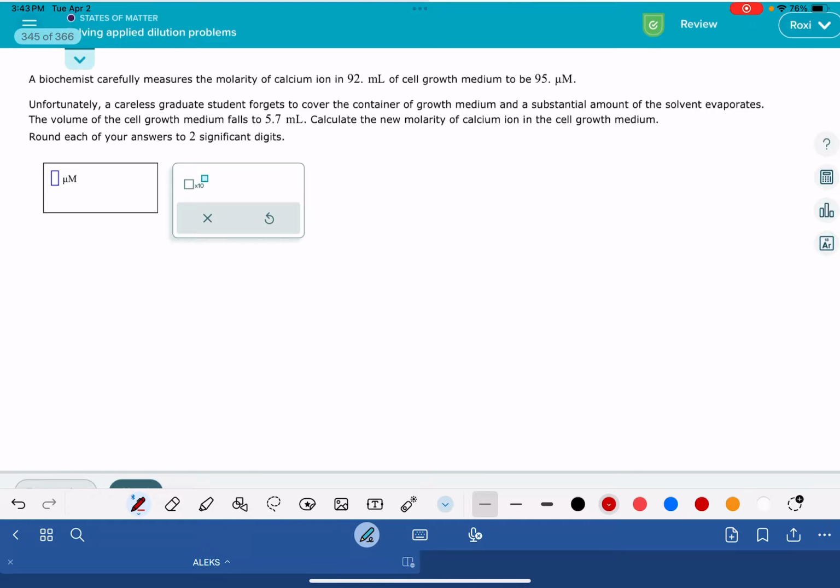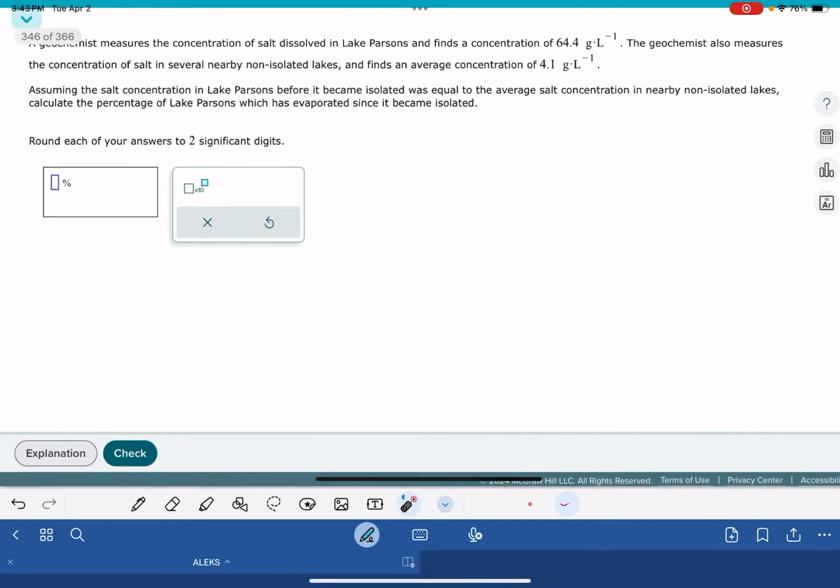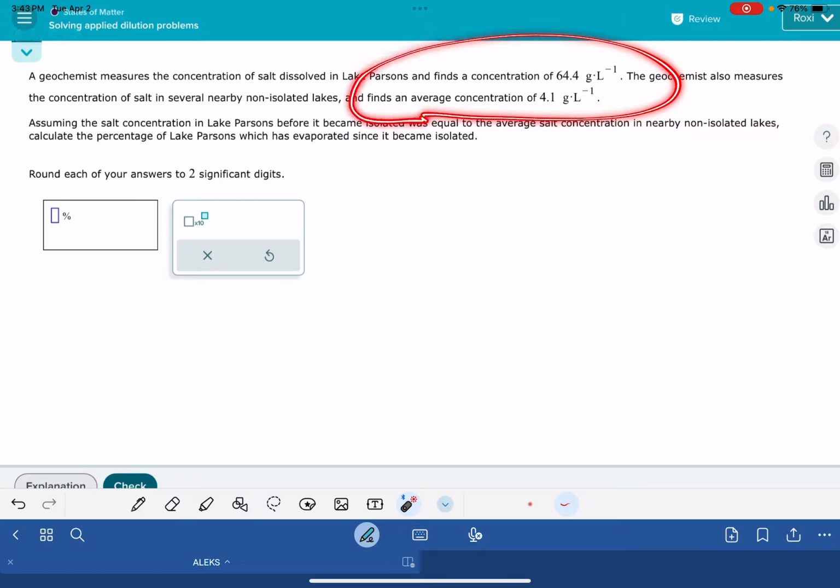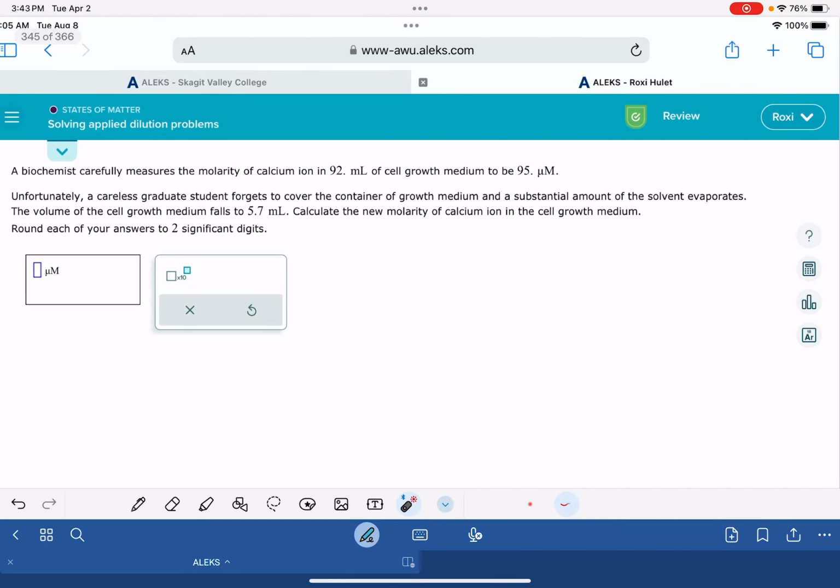In this video, I'll show you how to solve the ALEKS problem called Solving Applied Dilution Problems. There are two versions of this problem. I am going to show you how to solve both versions in this video. We're going to start with the version of the problem that has to do with cell growth, and then I'm going to also solve the version of the problem that has to do with the concentration of two lakes.